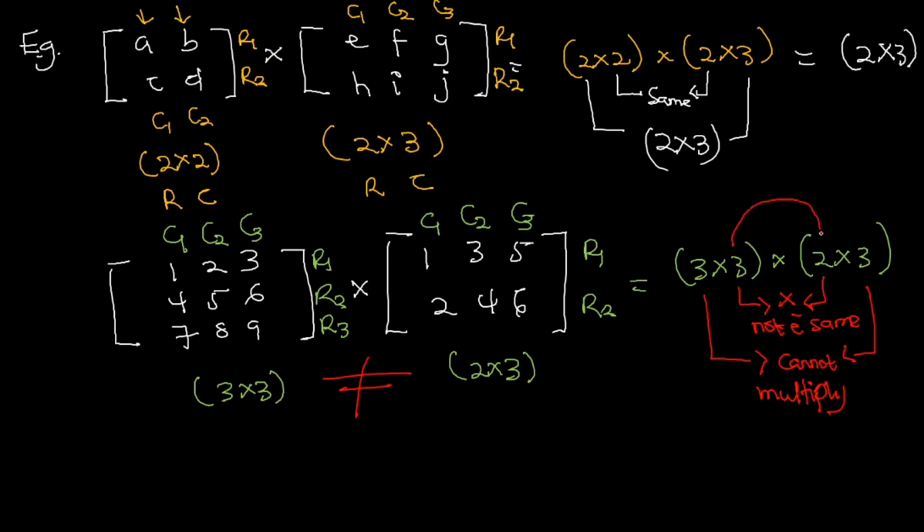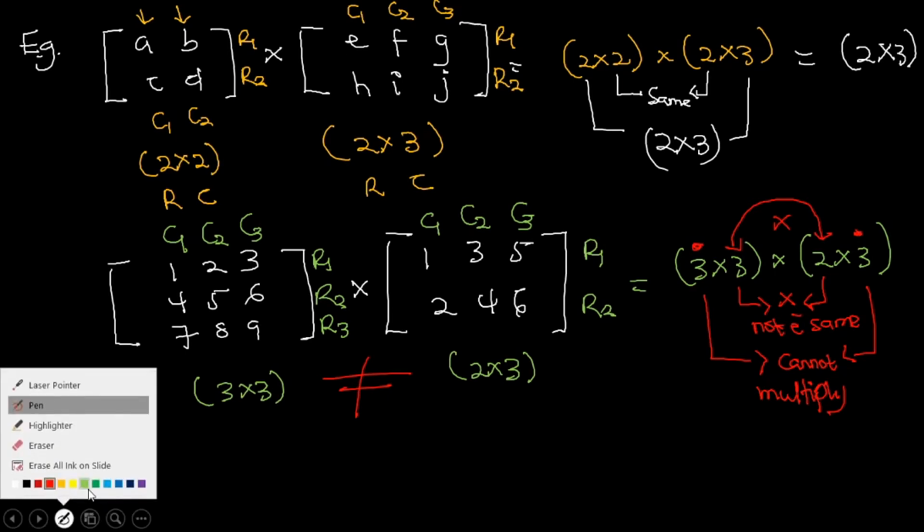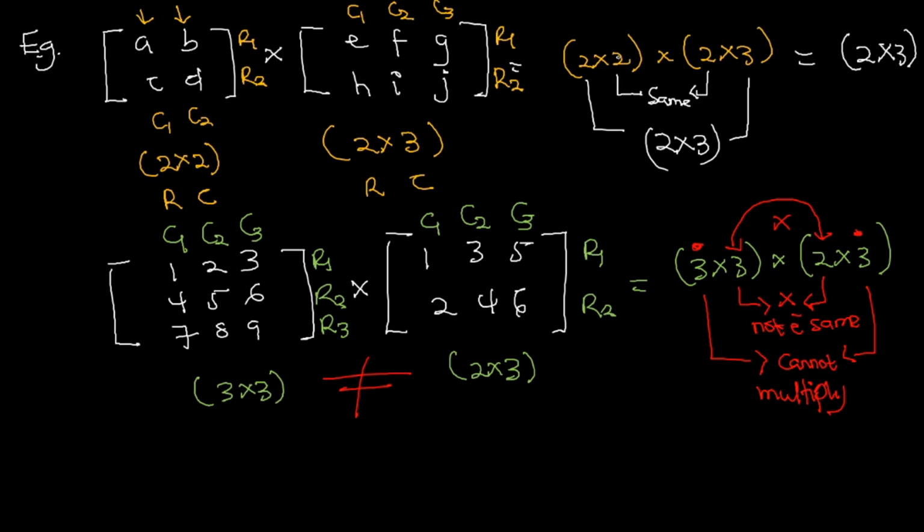So these two are not the same, so we cannot use this and this as our final matrix. Unlike the first example, where these two were the same, so we can use them as the final matrix. Here the middle numbers are not the same, so we cannot have these as our final matrix. So always make sure you check that before you proceed to multiply your matrices.